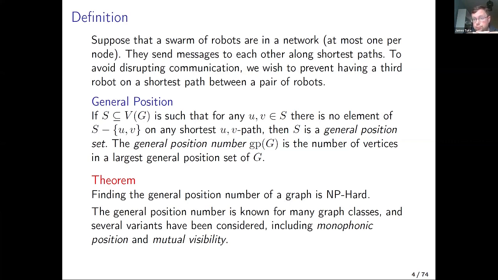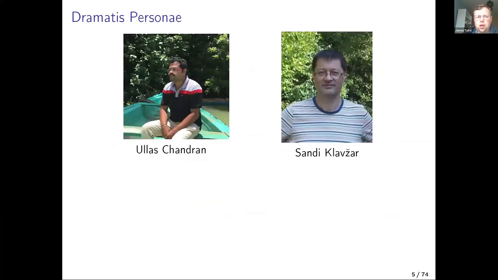What's known about this problem? Well, it's been investigated on lots of different graph classes, and there are lots of different variants, some of which we'll talk about today. Others include monophonic position, which is when instead of looking at shortest paths, we look at induced paths, and also mutual visibility, which Dorota has already introduced. These are a couple of people of interest in this problem who introduced the problem to graph theory. Here's Sandi, who's giving us a wave now, who introduced this with Paul Manuel, and also Ullas Chandran, who introduced it under the name geodesic irredundant sets independently with Parthasarathy.